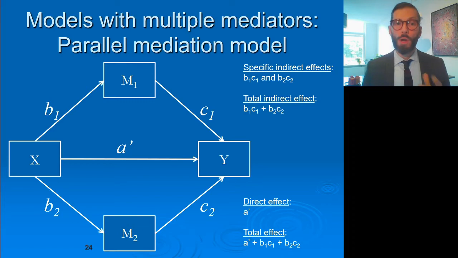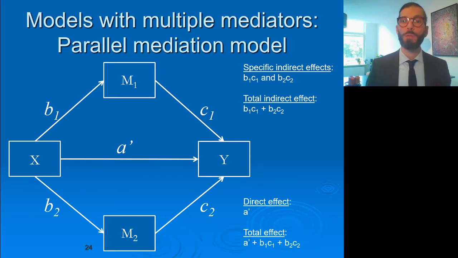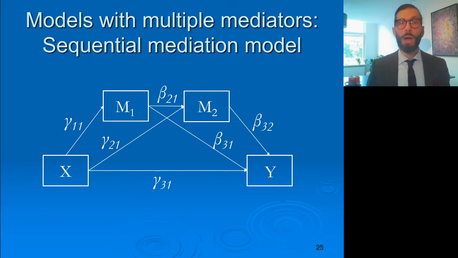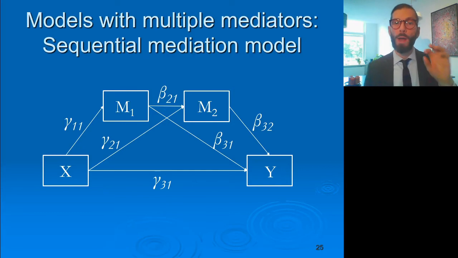Now the direct effect, as I already mentioned, is A-accented. And if we want to know the total effect that X has on Y, both directly and through the two indirect paths, then we can add A-accented plus B1 times C1 plus B2 times C2. That gives us the total effect. So here's another example. We could have a sequential mediation model where X leads to the first mediator, which leads to the second mediator, which leads to Y. And there can also be several direct effects. So X leads to the second mediator directly, which leads to Y, and X leads to Y directly.